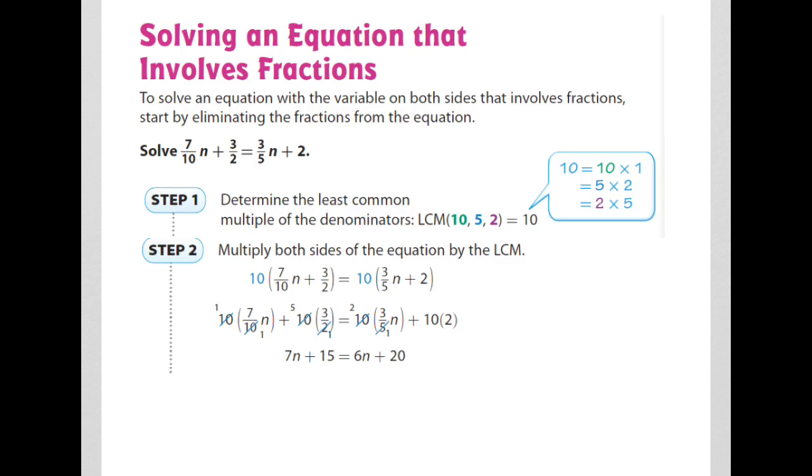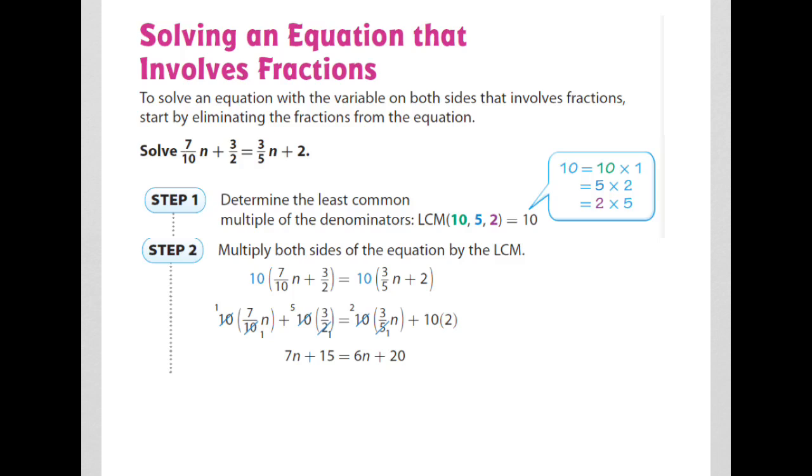So let's take a look at the first problem that the book goes through for us. It says solve 7/10 n plus 3/2 is equal to 3/5 n plus 2.